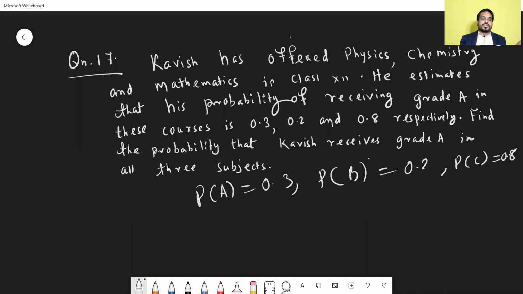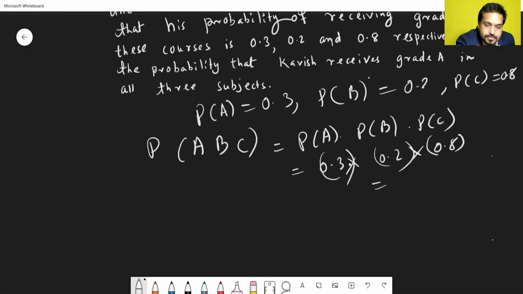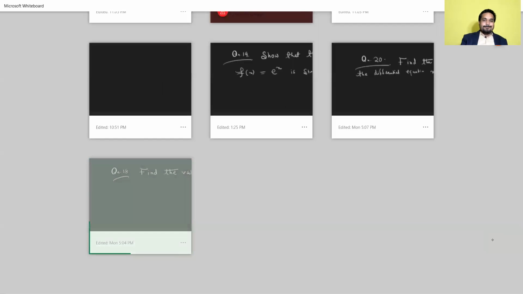Okay, but here the question is probability of A, B, C. Since they are independent, probability of A into probability of B into probability of C. So we can multiply 0.3 into 0.2 into 0.8. So multiply these three and we get the answer. So now we come to the next question, number 18.